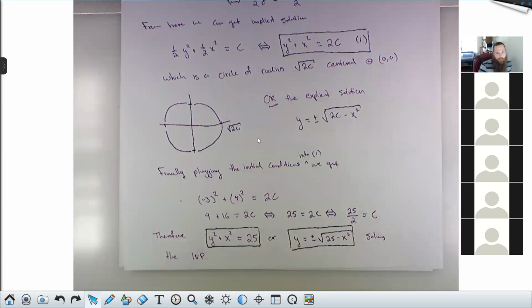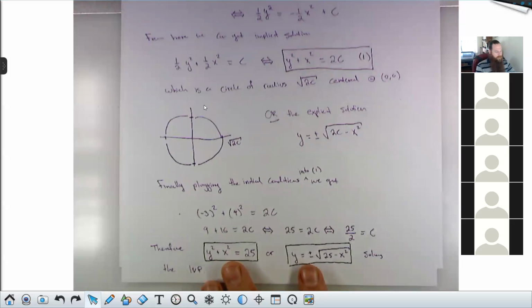Okay. Questions about this example here? Questions about separation of variables in general?